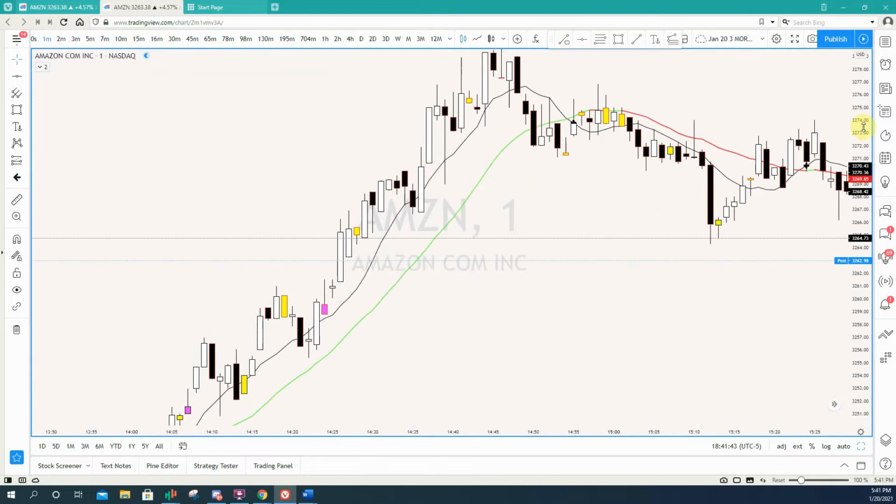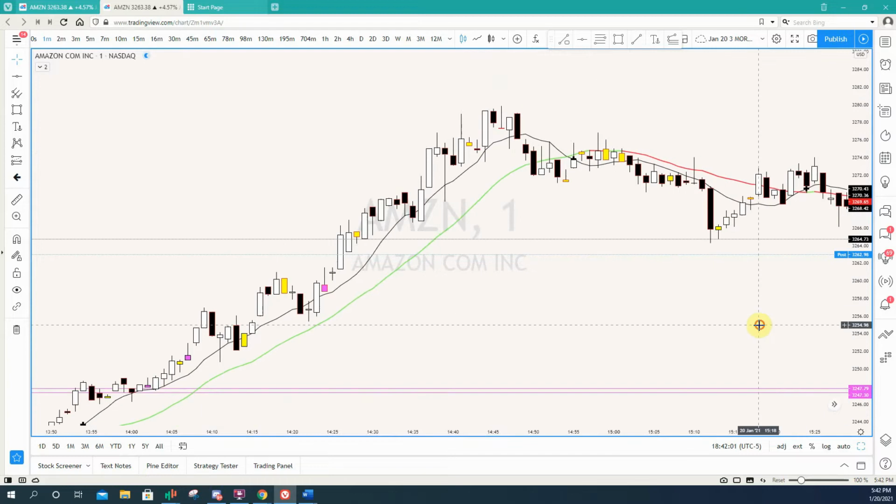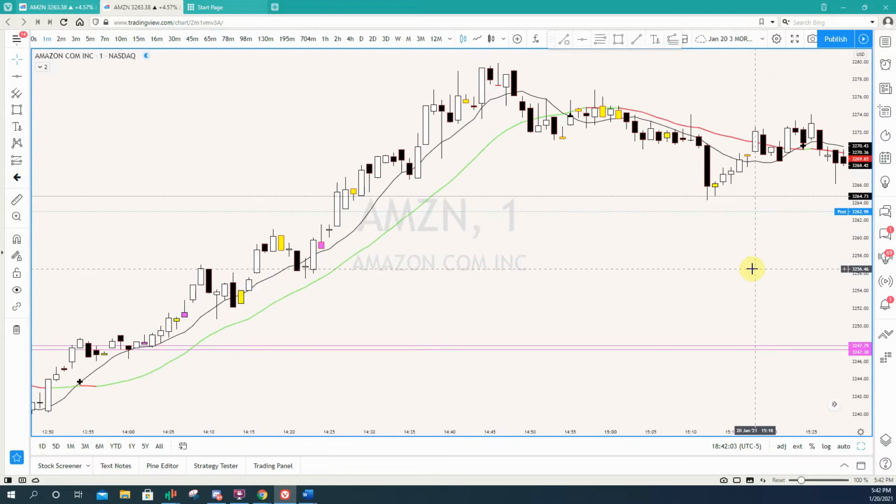And my criteria for failing is effectively two closes outside of the 21-day. What'll happen a lot is you'll get one close, panic sell, and it comes right back. In this case, had you gotten out of that trade right there, that would have been a decent exit because you can see that it did turn around.